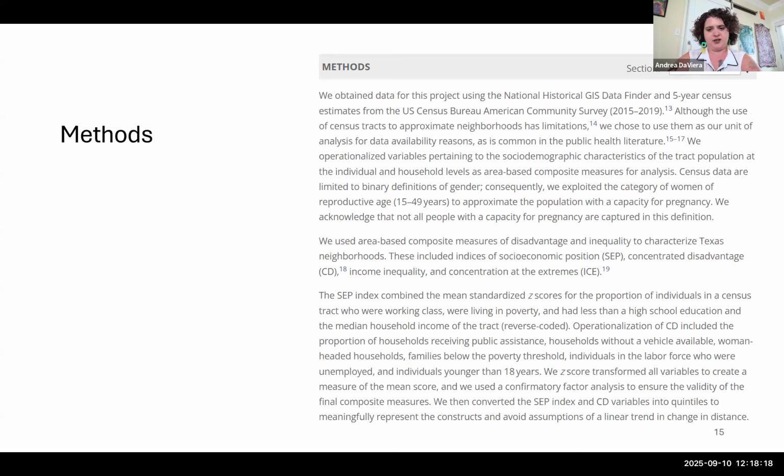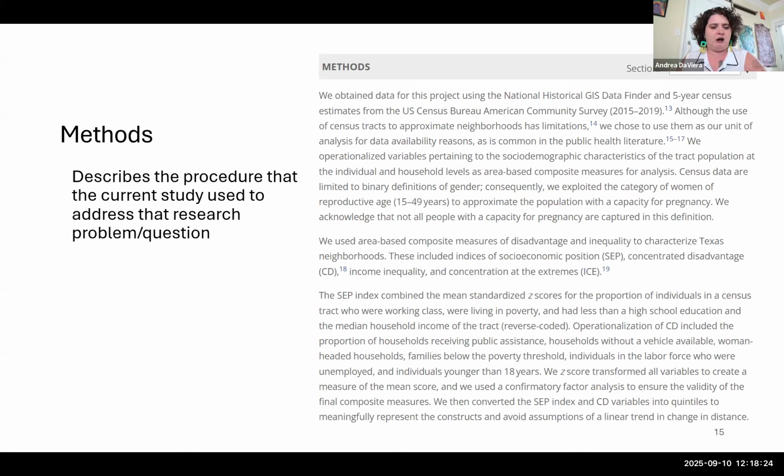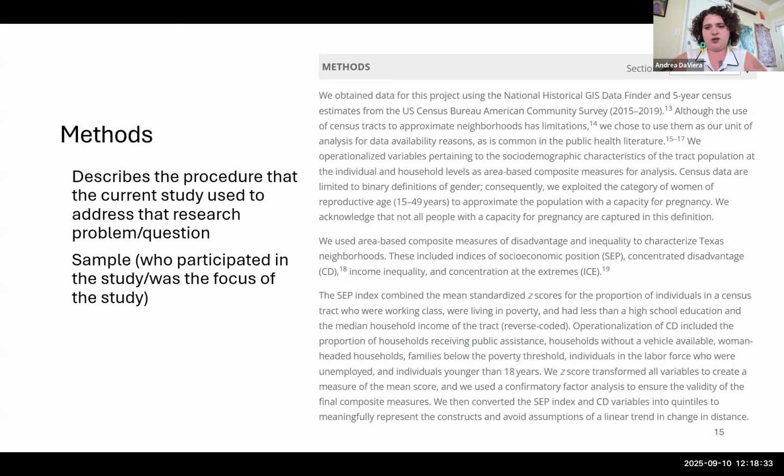Methods have their own special header and section because this is where you clearly start to describe the procedure of your research study, and the current study that's being used to address that research question that you just introduced. So the method should give you important information about the sample. So in human subjects research, and in research broadly, research has a sample of people that are participating in it. Or if you were looking at a systematic review, the sample might include all the papers that were analyzed in that systematic review. It's essentially who's in the study and the focus of that research.